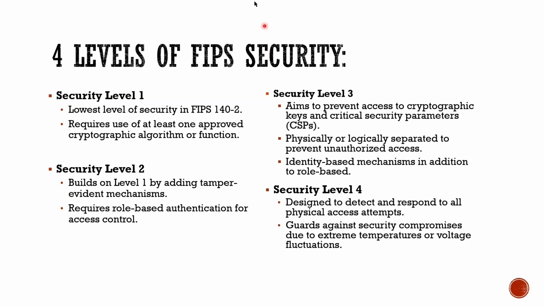Now moving on to level 2. This builds an additional layer of security on level 1. This adds tamper evident mechanisms. This is basically used for hardware security. The examples can be tamper evident coatings, seals, pick resistant locks, etc. on the physical devices. It also requires role-based authentication for access control.